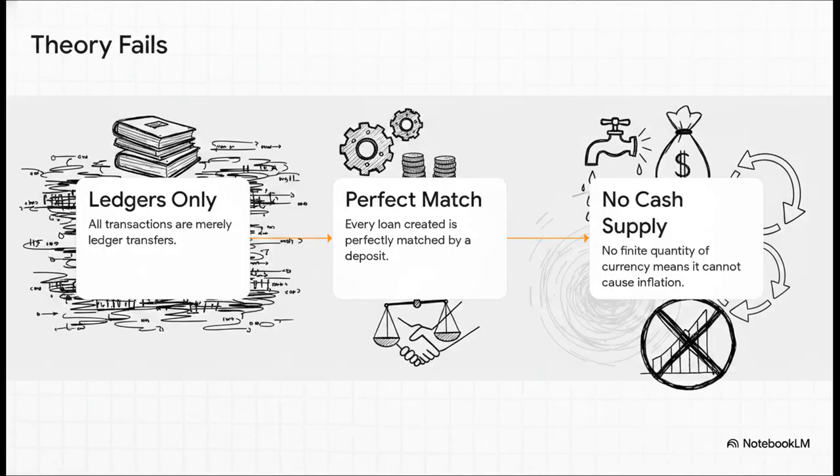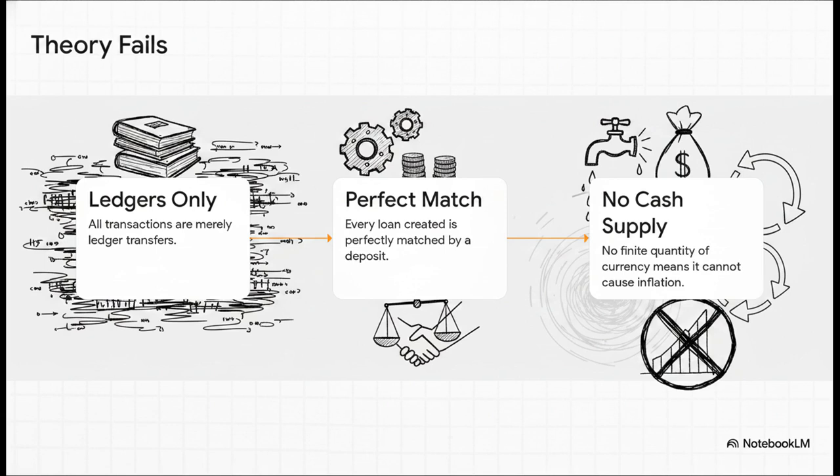Next up on the chopping block is the quantity theory of money. You know the famous saying, too much money chasing too few goods causes inflation? Let's walk through why that fails here. Step 1, all transactions are just ledger transfers. Step 2, every loan created is perfectly matched by a deposit, meaning those deposits can always be used to pay down the loans and extinguish them.